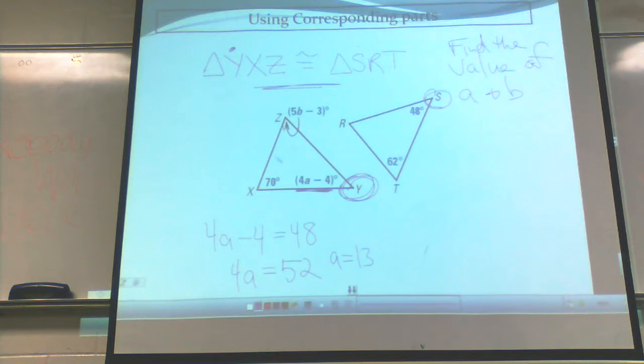All right, and then for B, B is up here at Z. 5B minus 3. Z is the last letter, it's the last letter here. 13. 2. 5B equals how much? 5B is 13.